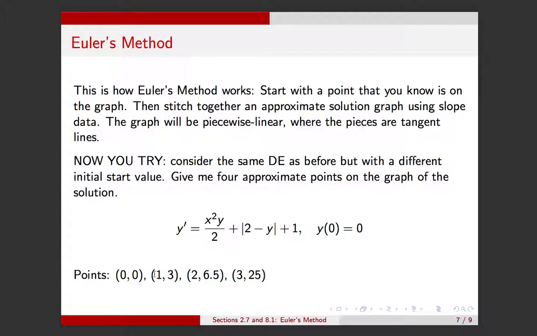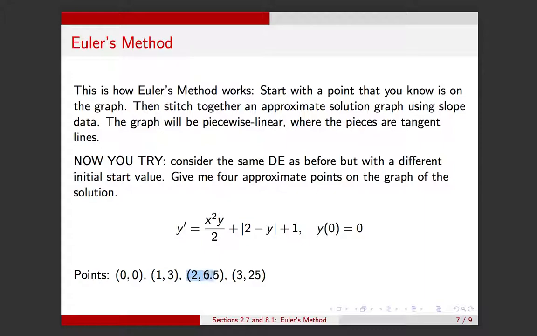Let's just check the 1, 3 part, right? If x is 0 and y is 0, what does that mean? That means that this term is 0 right here. And then if y is 0, you get a 2 right here. And then plus 1 is 3. So what that means is if you're at the origin and you take 1 x step to the right, you're going to rise by approximately 3. And you will land yourself at 1, 3.